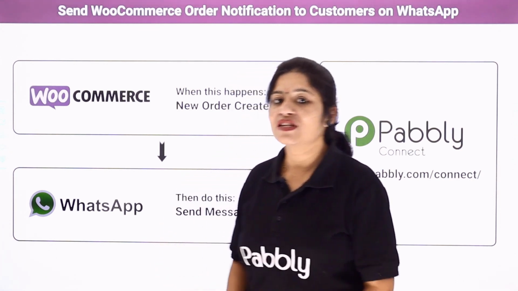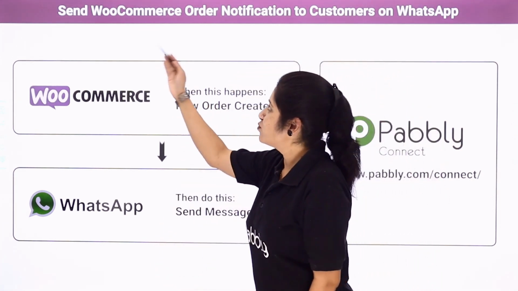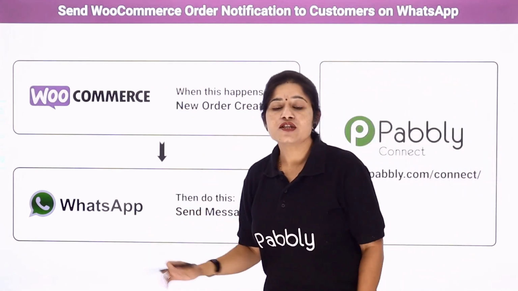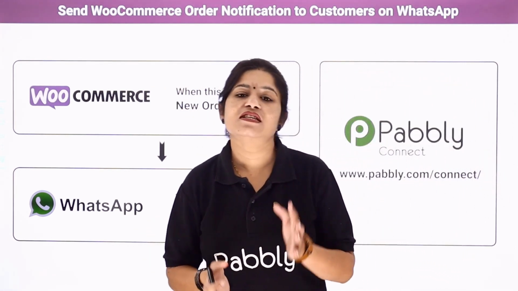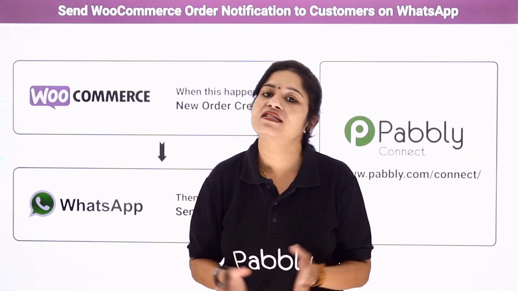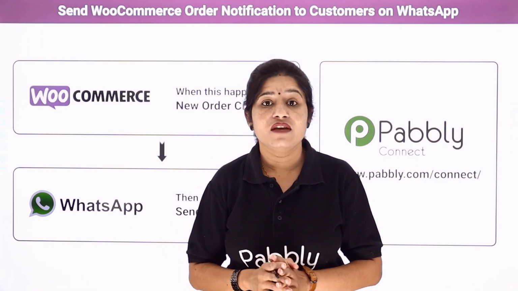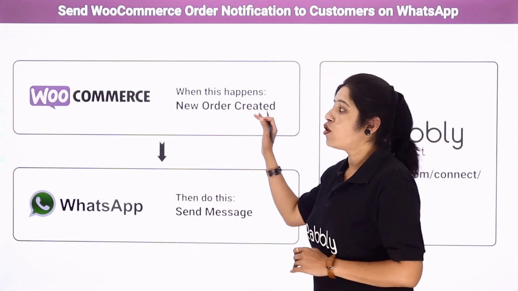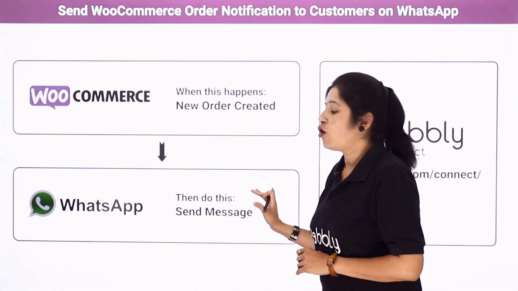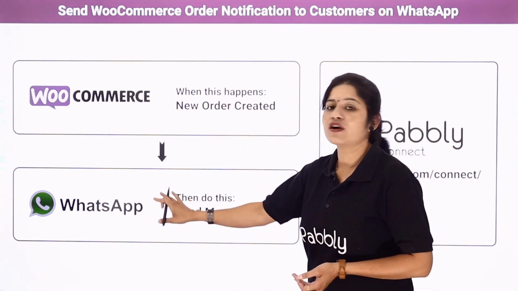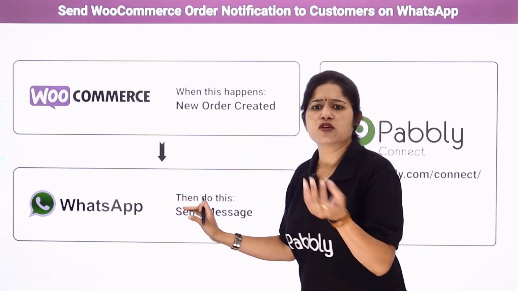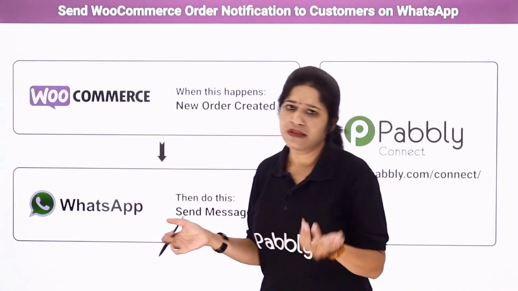In this video, we are going to learn how you can automatically send WooCommerce order notification to your customers on WhatsApp numbers. So let's take an example that you are a business owner and you have created an online store to sell your products digitally. Now you want that whenever a customer places a new order on your WooCommerce store, automatically the customer should receive an order confirmation message on his WhatsApp number that the order has been confirmed and it will be delivered by this particular date.